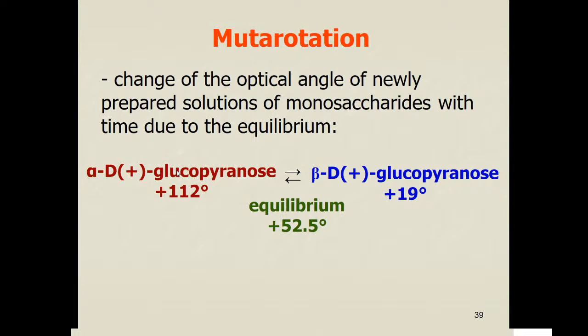So after we dissolve alpha-glucopyranose in water, the optical angle is the highest, it can be 112. But because of the dynamic equilibrium, after time it becomes lower till the equilibrium state, 52.5. Then it will not change if we do not apply some stressful factor. Equilibrium. So this change of optical angle of a newly prepared solution of monosaccharide with time, due to the equilibrium, is known as mutarotation.